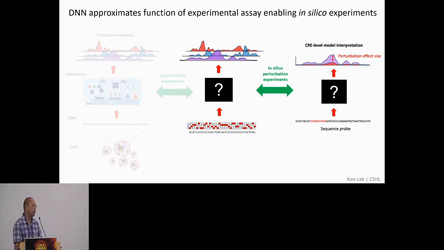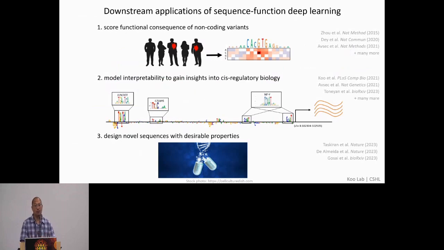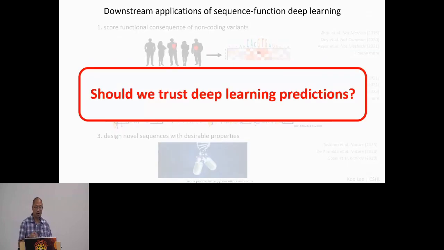And this paradigm is incredibly powerful, as we can use a high-performing model to score the functional consequences of non-coding mutations. We can interpret the model to gain insights into cis-regulatory biology, as you'll see later in this talk. And we can also design novel sequences with desirable properties. But there's this big disclaimer here that this is all through the lens of the model, and it's not even all that clear whether we should trust their predictions.